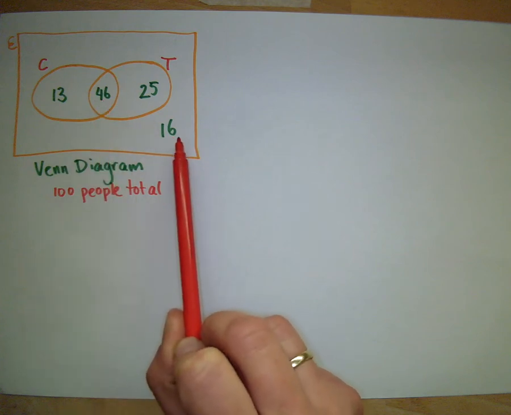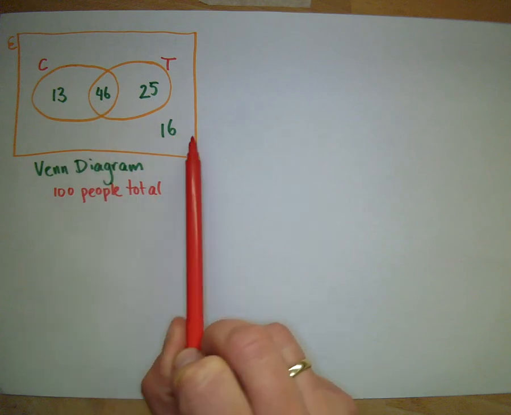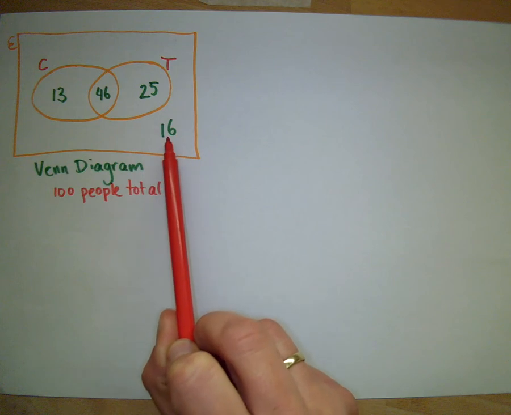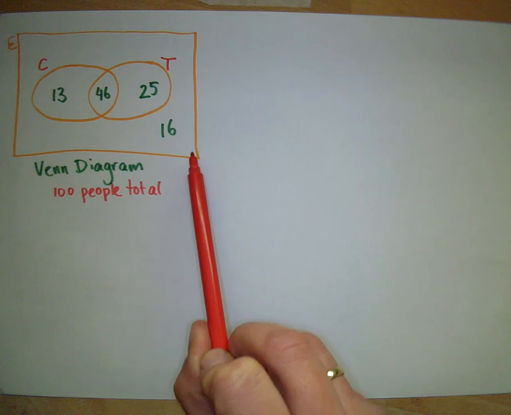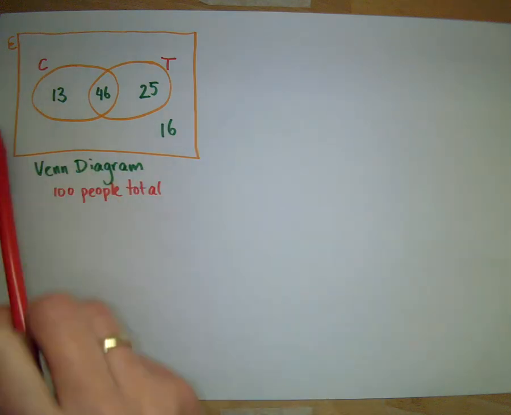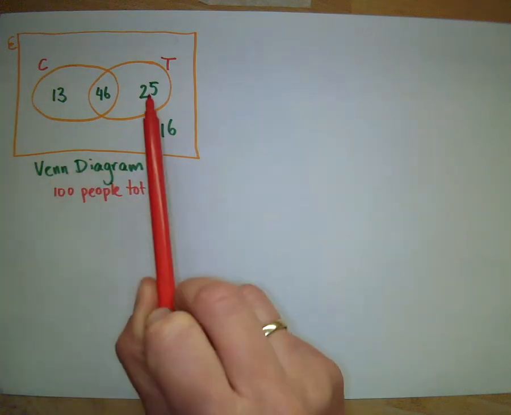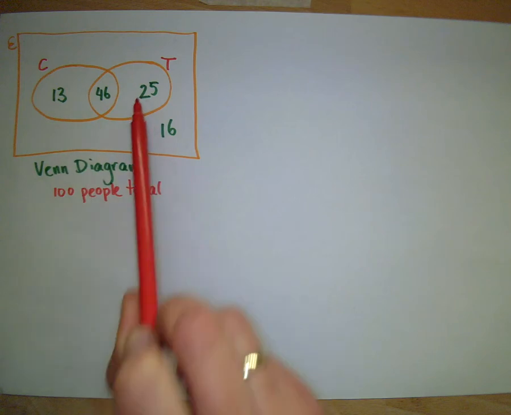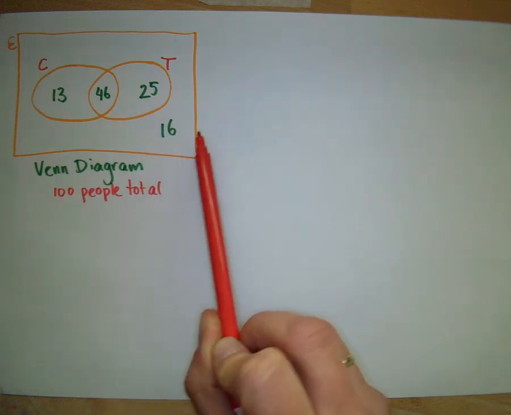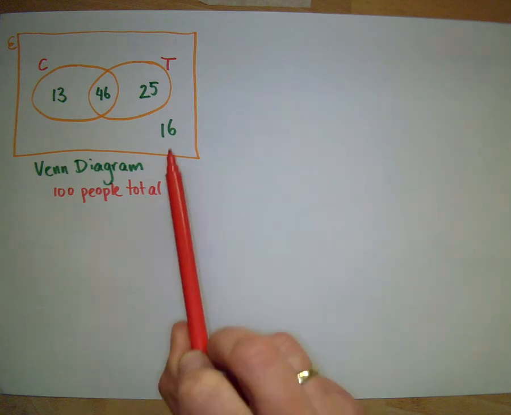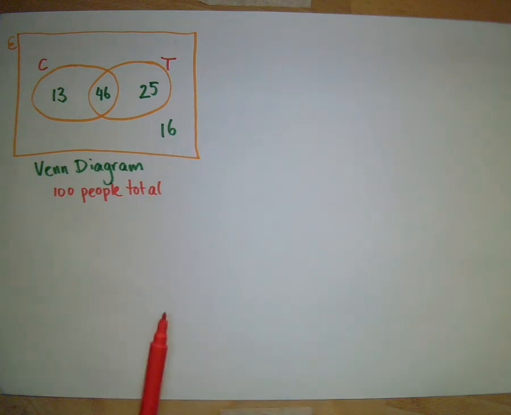These 16 out here, do you remember what they were? Why are they outside of all the circles, but still inside the box? Well, they were inside the survey, so they were asked the question, but they liked neither coffee nor tea. So these are the 16 people that said, ugh, I don't like either. Right? They're over there. Okay, that was Venn diagrams.